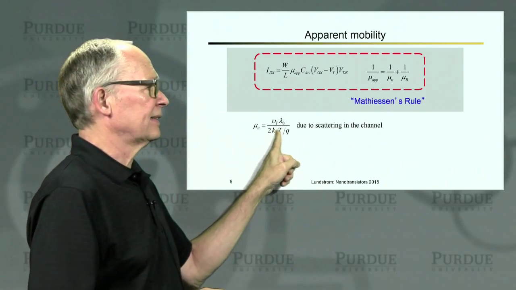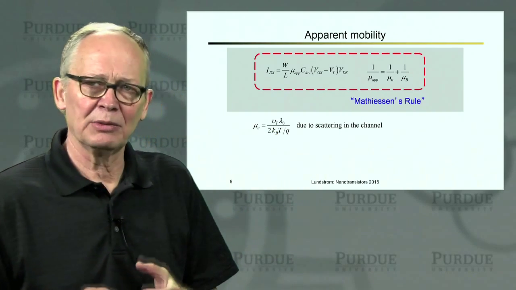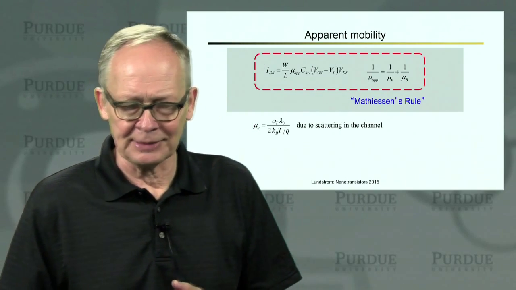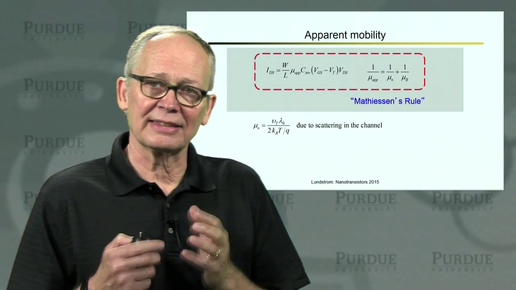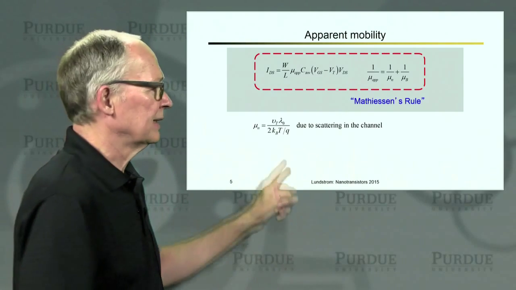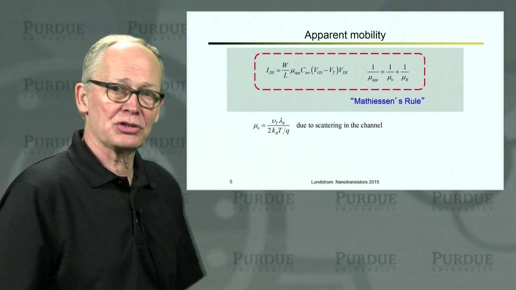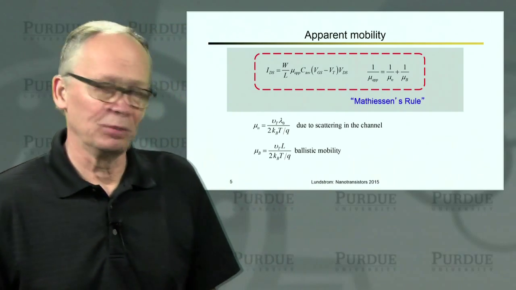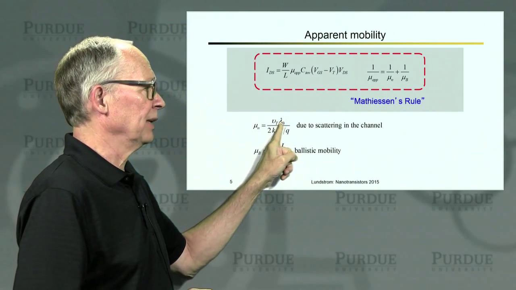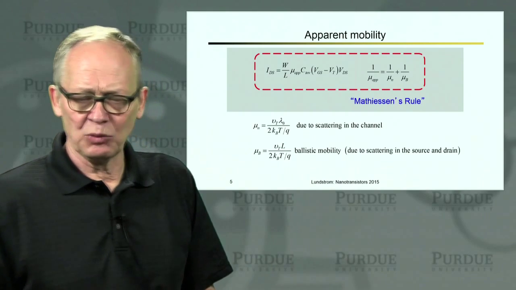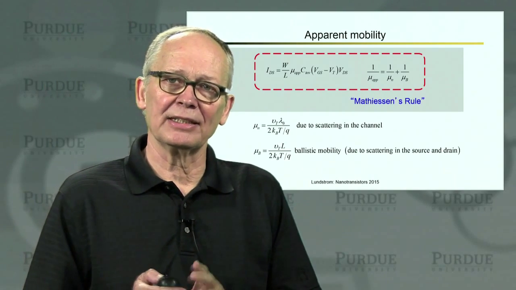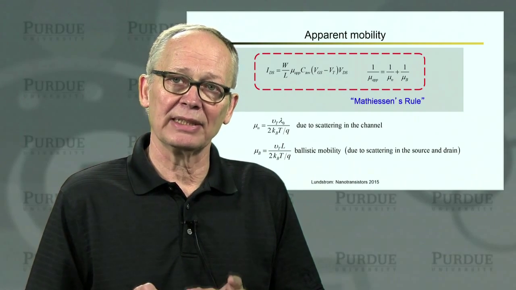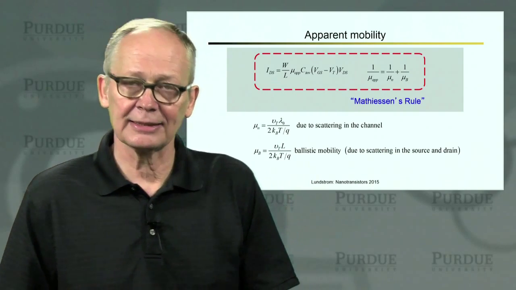The mobility itself, the real mobility, what you would measure in a long channel device or a short channel device, if you do it carefully, the mobility due to scattering in the channel is given by this expression. It's proportional to the mean free path. Now the ballistic mobility, we simply replace the mean free path by the channel length. And what this describes is the ballistic case where there is no scattering in the channel. All of the scattering takes place in the source and the drain contacts.